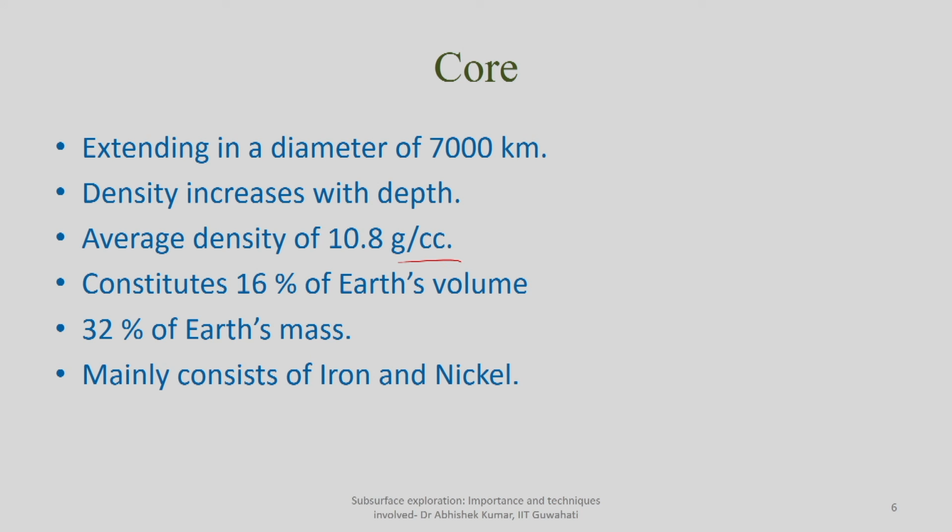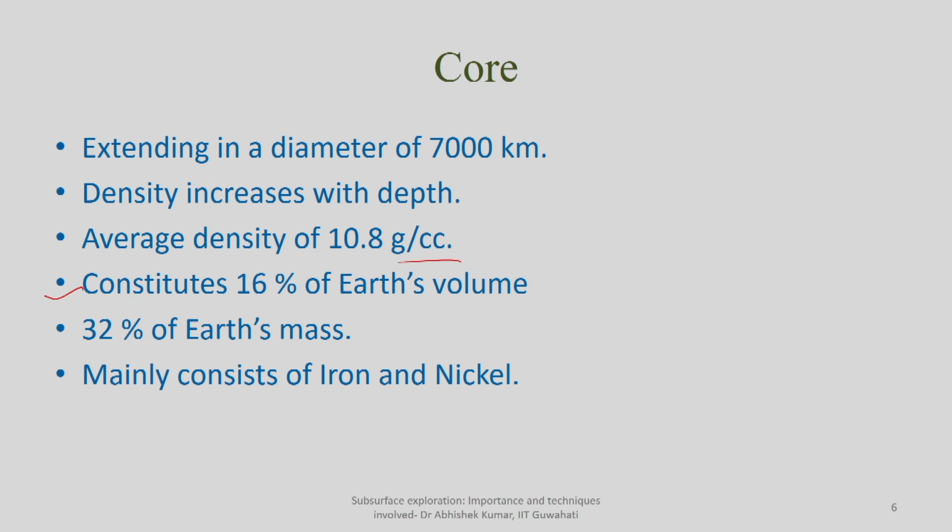So, you started with the density of typical material on the earth's surface, starting with water, which is 1 gram per cc. Then typical rock samples, which are in the range of 2.4 to 2.5 gram per cc. Then you move to the mantle, where the average density is in the range of 5.2 to 5.3 gram per cc. Then you move to deeper layers further, where the average density is 10.8 gram per cc.